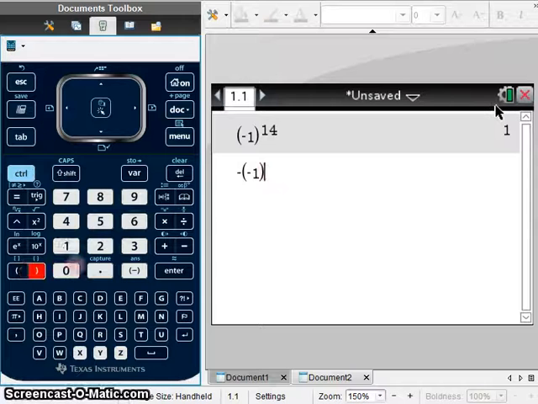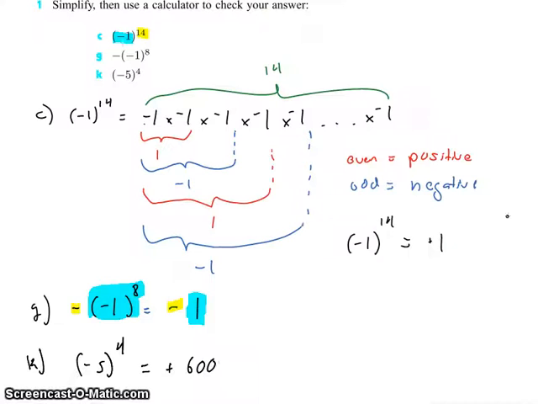Next, let's try negative 1 to the power of 8. I predicted that this should be negative 1. Okay, it is. So negative 1 to the power of 8 results in a positive 1, but I have another negative sign out front that still gets applied. Remember, that's what we said out here. This results in positive 1, but we have a negative sign still out front.